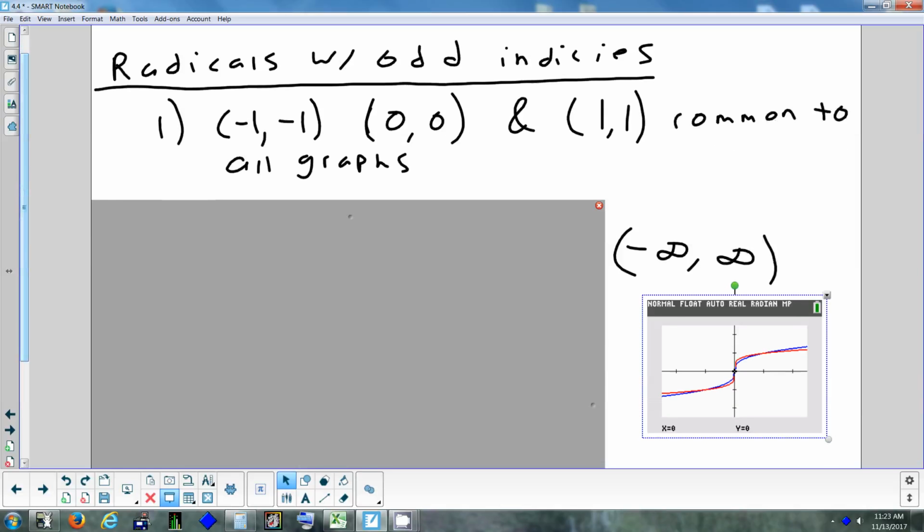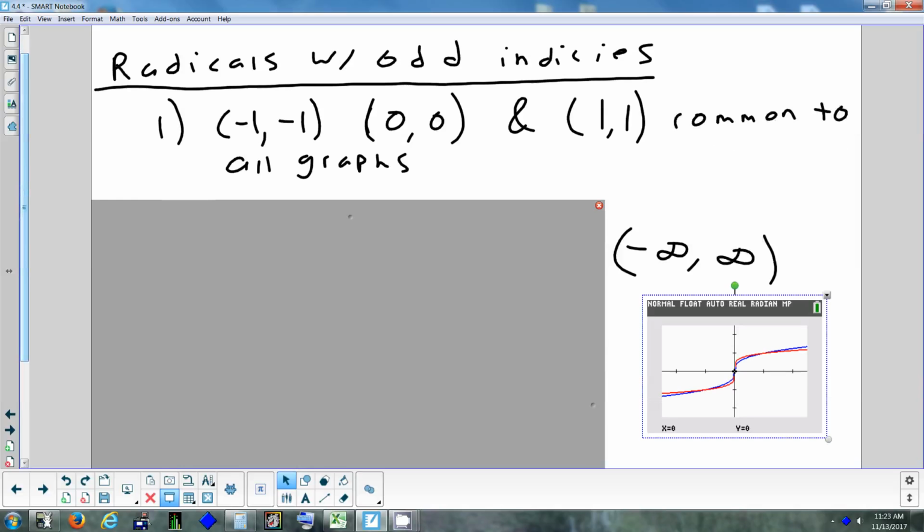Okay, now domain. That's how far left and right the graph goes. Based on what I showed you, how far left and right do you think odd roots go? Forever. The idea is you can take the cube root, just one particular odd root, of any number you want: positive, negative, 0, fractions, decimals. It's not like even roots. You don't have to stick to positives with odd.